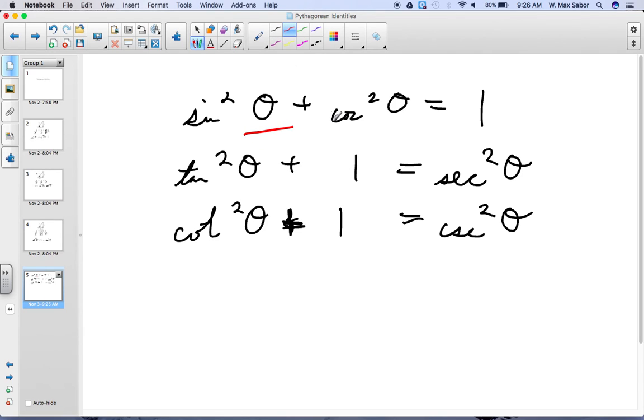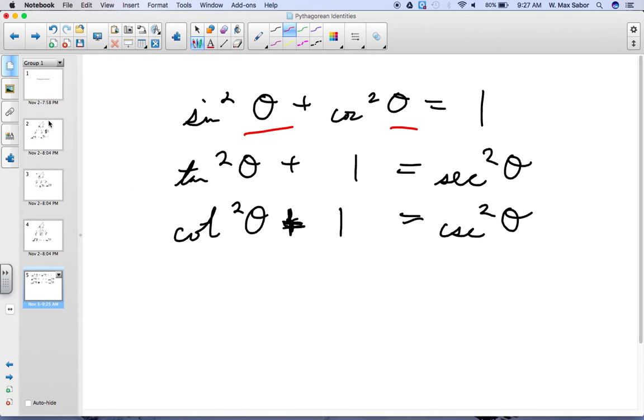It does matter that the angles have to be the same. You can't say this if this were sine squared of theta plus cosine squared of 90 minus theta. That no longer is a true statement that equals 1. They have to be the same angles. They don't have to be just theta or just x in order for it to be true, but they do have to be the same angles in all of these cases.